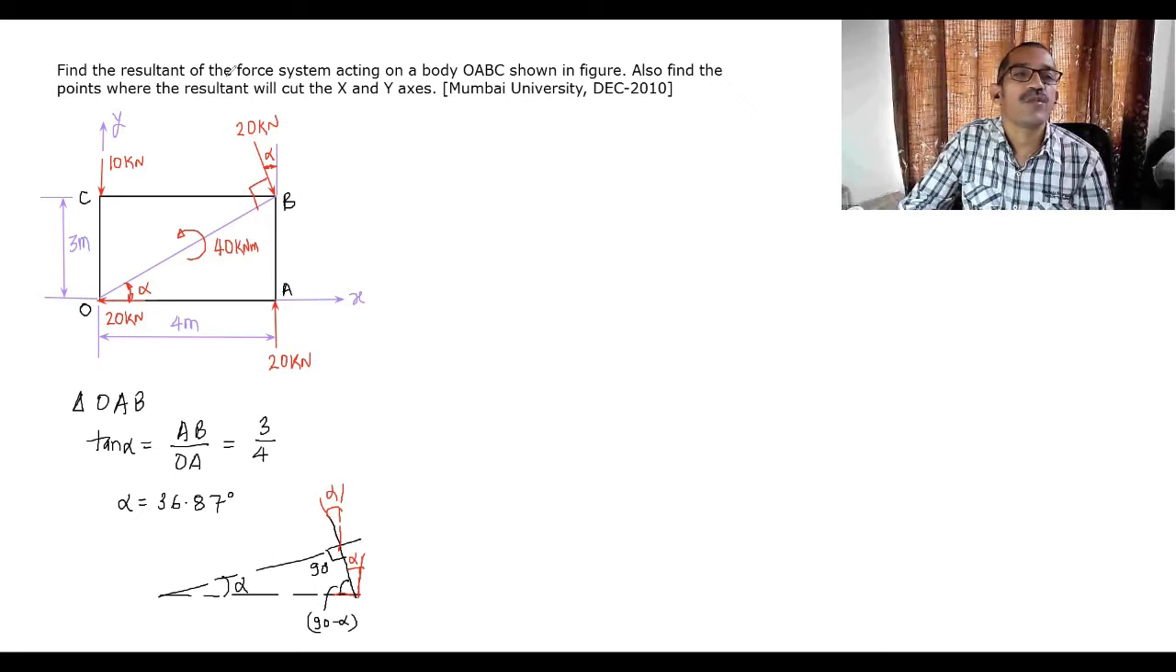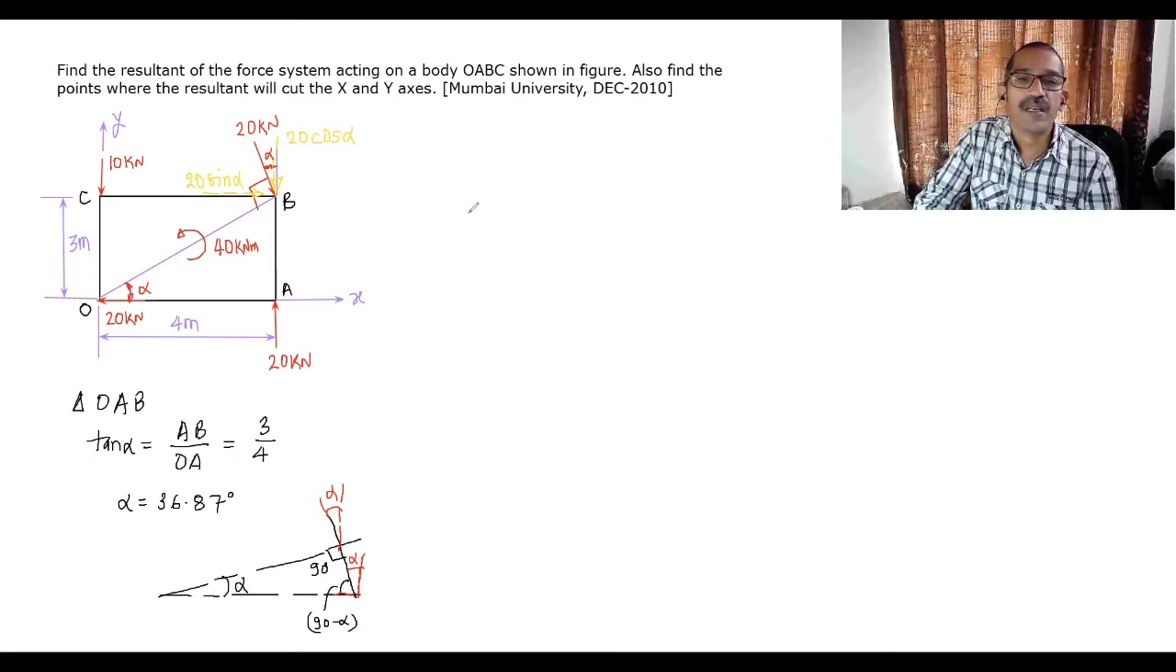Now once the angle is known, resolution becomes easy. If you resolve the 20 kilonewton force, the vertical component will be in the downward direction and the horizontal component rightward. The vertical component becomes 20 cos alpha, right? This one is 20 sin alpha, because the inclination is with vertical. Therefore, vertical component cos, horizontal component sin. Now once we resolve, the problem becomes easy.